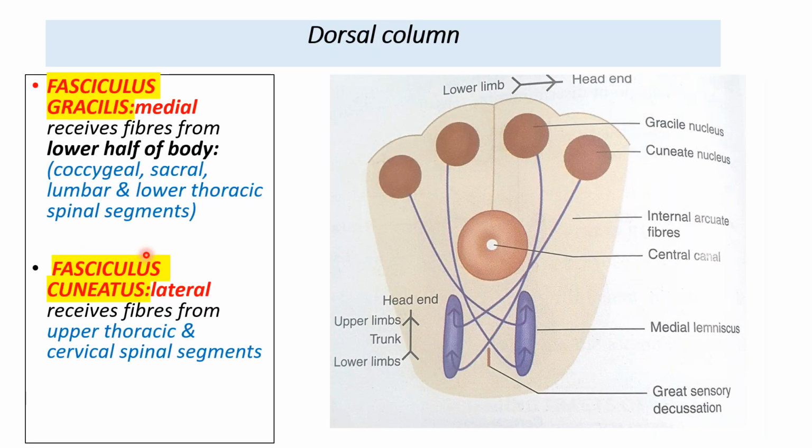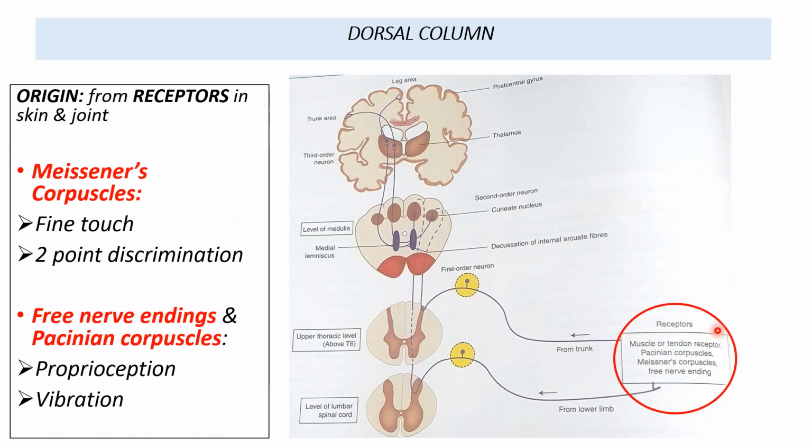Now, the dorsal column is divided into 2 fasciculi, the fasciculus gracilis and fasciculus cuneatus, and the different parts of the body are represented in those areas. We'll come to this point again. So we'll start with the receptor level. I've told you, you have to do the tracts in this order. In the origin, you start from the receptor level and the sensory modalities. We have talked about the sensory modalities. Now we talk about the receptors.